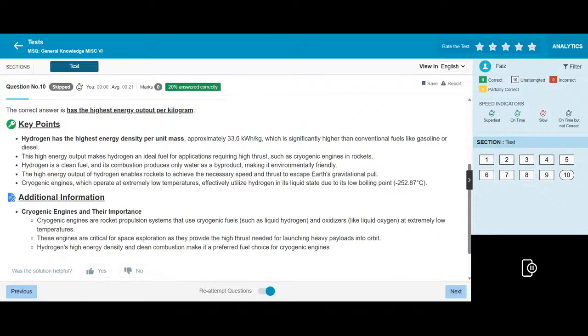It has a low boiling point. Cryogenic engines and their importance. Cryogenic engines are rocket propulsion systems that use cryogenic fuel such as liquid hydrogen and liquid oxygen at extremely low temperatures. These are critical for space missions as they provide the high thrust needed for launching heavy payloads into orbit. High thermal efficiency also makes it a fuel suitable for cryogenic engines.